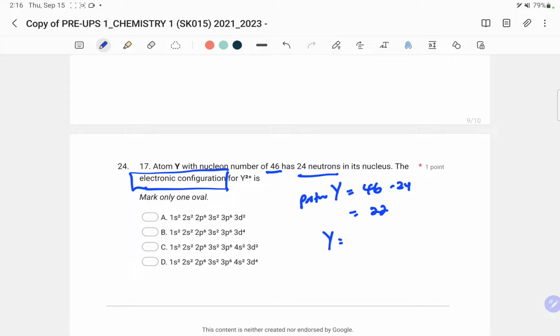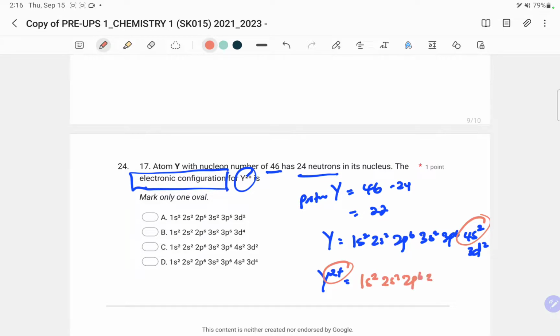So, kalau Y sahaja adalah 1s2, 2s2, 2p6, 3s2, 3p6, 4s2, 3d2. 2, 4, 10, 12, 18, 20, 22. So, ni Y sahaja. So, dia minta Y2+. So, Y2+, dia akan buang yang mana? Dia akan buang yang outer. Okay? Sebab positive charge, dia donates the electron. So, dia buang yang outer and it becomes 1s2, 2s2, 2p6, 3s2, 3p6 yang tinggal 3d2. So, 4s habislah. So, the answer is A. Ini salah, ini salah, ini salah.